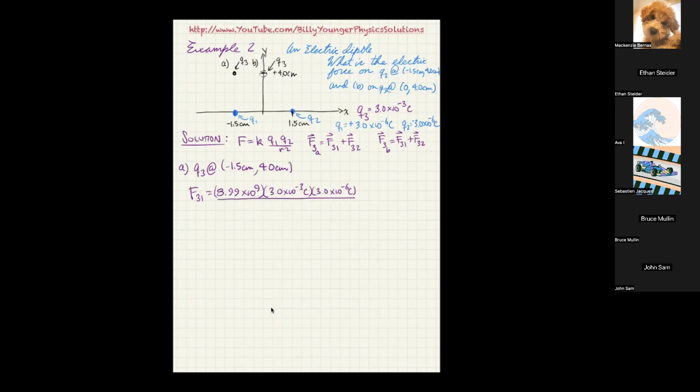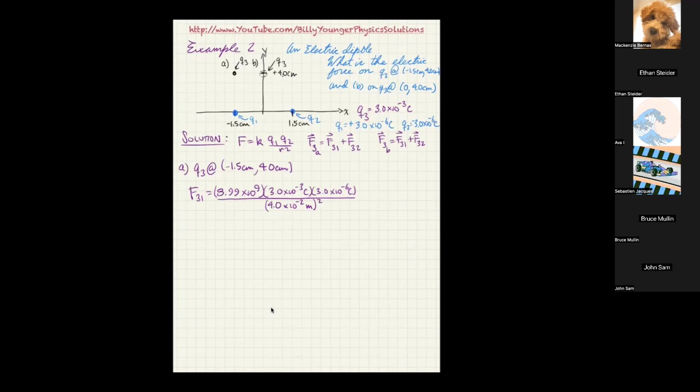And then the distance between 3 and 1, notice that's exactly 4.0 times 10 to the negative 2 meters. And then I got to square it. Okay. Now you might notice that I took a little time to think exactly what charges I was going to be using.